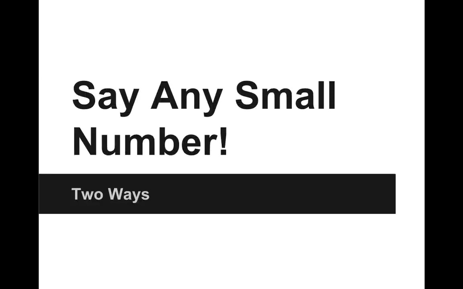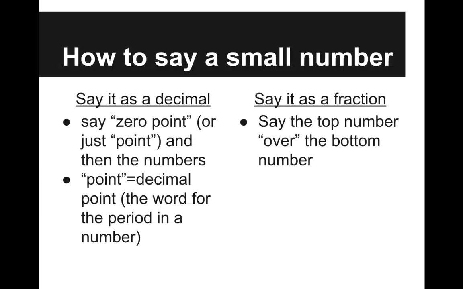To say any small number, you can do it 2 ways. You can say it as a decimal. Say 0 point or just point and then the number. When we use the word point, that means decimal point. That's the word for a period in a number. You can also say a small number as a fraction. Just say the top number, use the word over, and then say the bottom number.